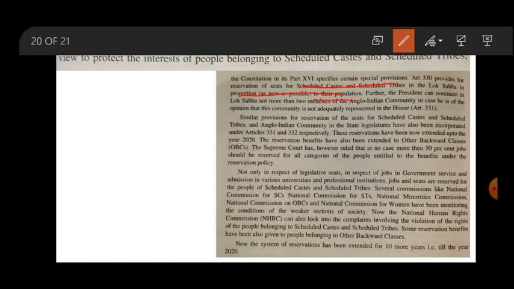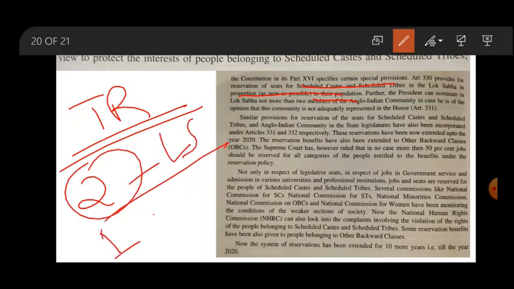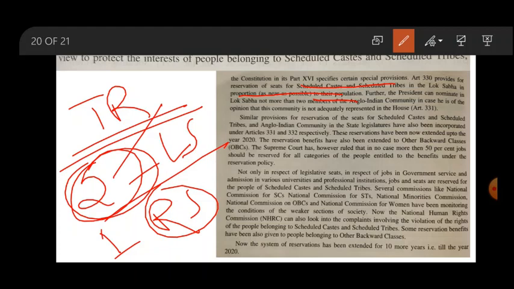Now suppose in Tripura, we have 2 seats in Lok Sabha and 1 seat in Rajya Sabha. So out of these 2 seats, 1 seat is ST. Like that, we have a reservation of seats.